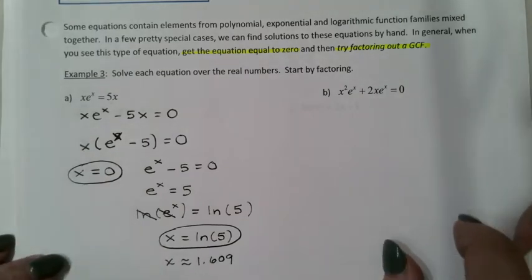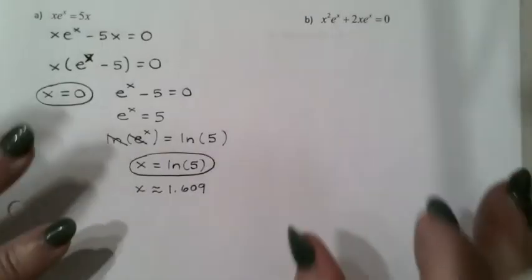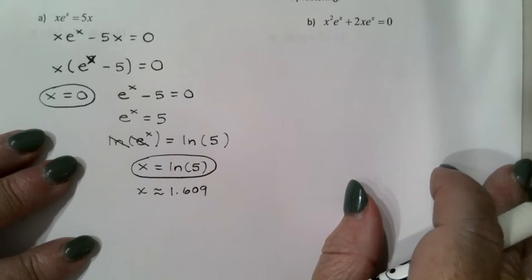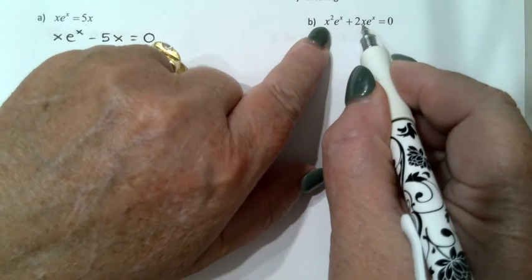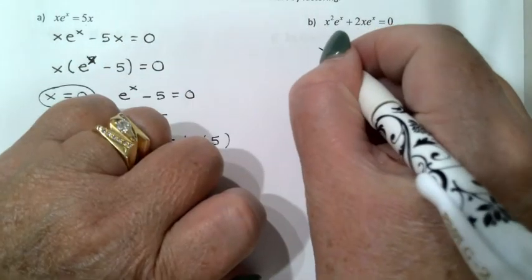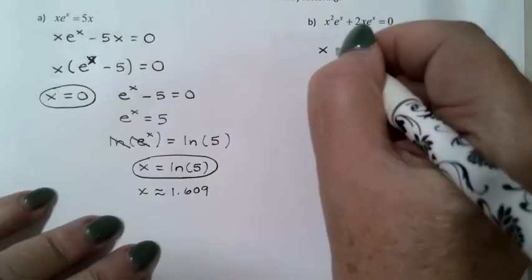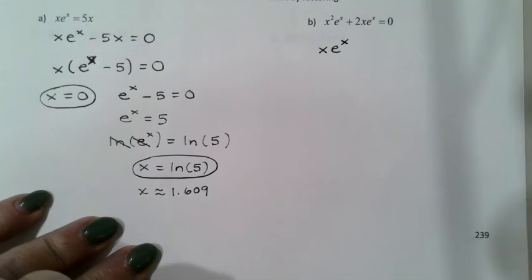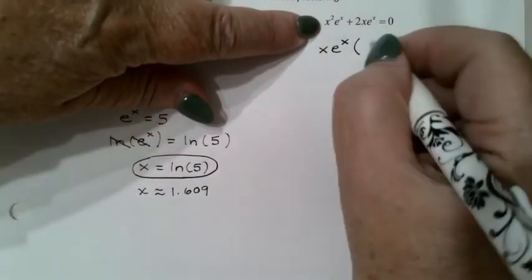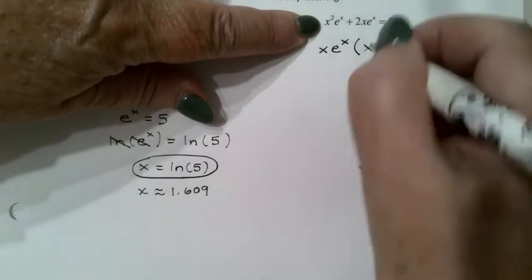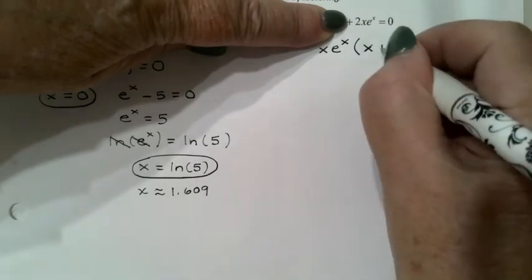Let's try another one. In example B, it's already equal to 0, so I don't have to worry about that part. I'm just going to start out by factoring. Now certainly there's x to the first that could be factored out. But since e to the x is in both terms, I can factor out an e to the x as well. In my first term, the only thing that's left is x to the first power. And in the second term, the only thing that's left is that plus 2.